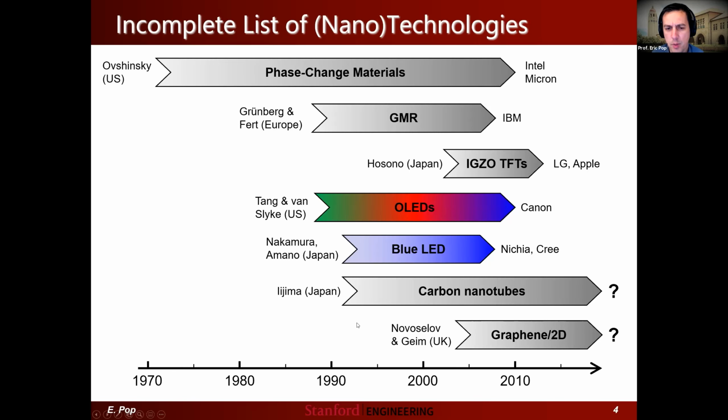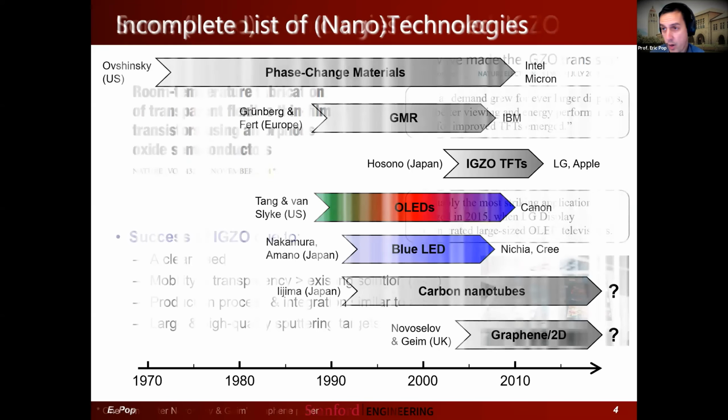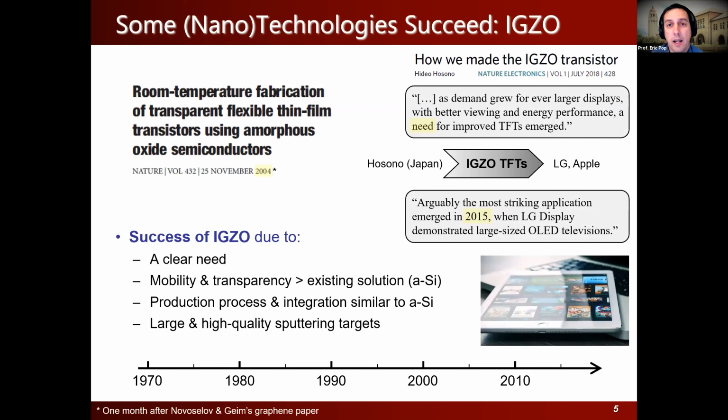Carbon nanotubes, of course, have been around since the early 90s, graphene since 2004. And there's question marks here because we're not sure what they're good for. I want to specifically highlight IGZO because IGZO was published in Nature 1 month after the Novoselov and Geim graphene paper. And it was commercialized by LG and Apple in our displays in about 10 years. So it's very, very quick from discovery to commercialization.